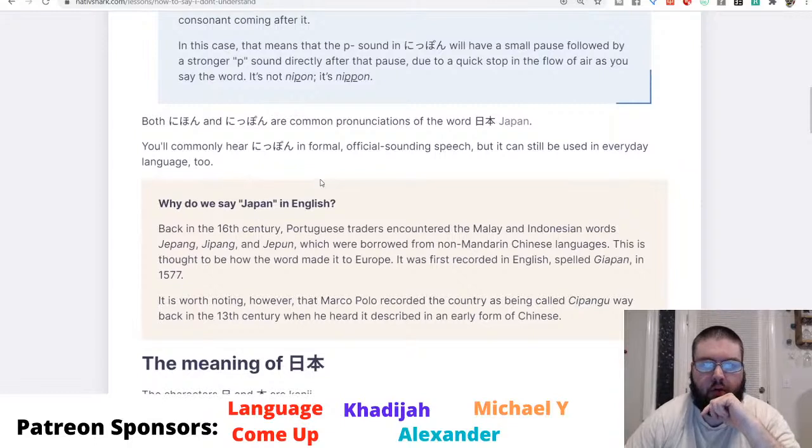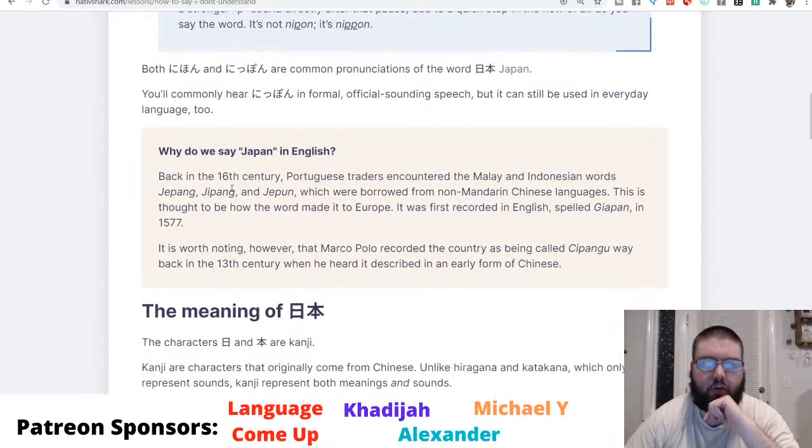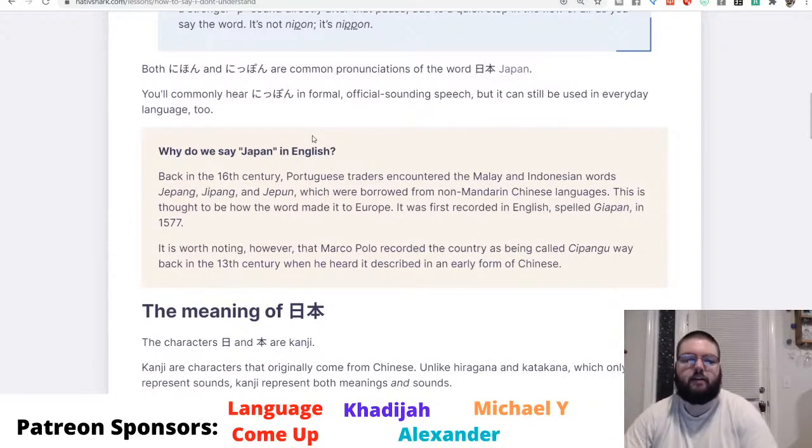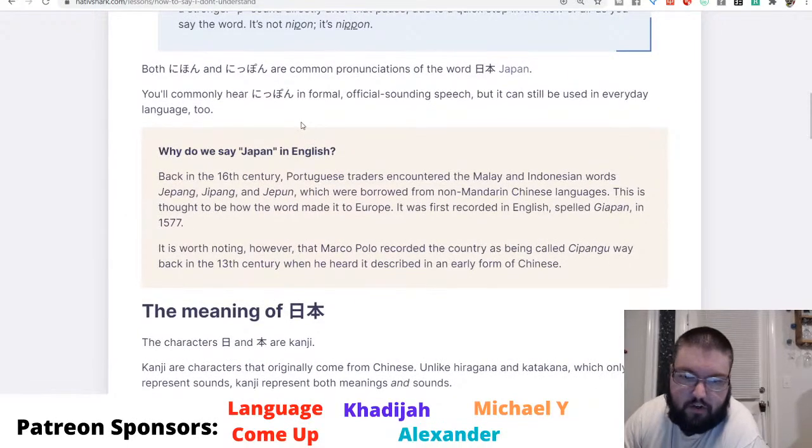Both Nihon and Nippon are common pronunciations of the word Nihon. You'll commonly hear Nippon in formal, official-sounding speech, but it can still be used in everyday language too. Okay, I didn't know that. I knew Nippon existed. I didn't know why. And like I said, the main reason I knew it existed was because of Nipponichi.